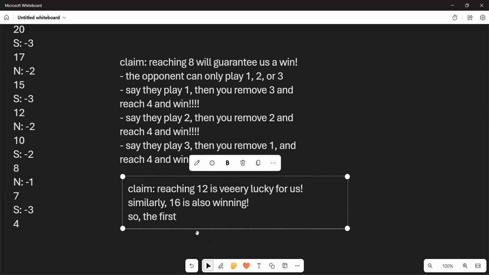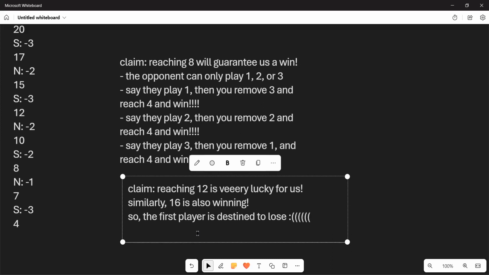So whoever plays second is basically bound to win if they play in a proper manner, because if they have 20, they can reduce it to 16, which can be reduced to 12, to 8, to 4, and then win. Right, exactly. So even before the game starts, if the second player is smart enough, the first player is destined to lose. No matter what the first player does, he can never win.